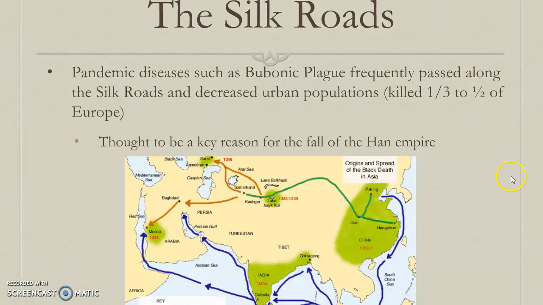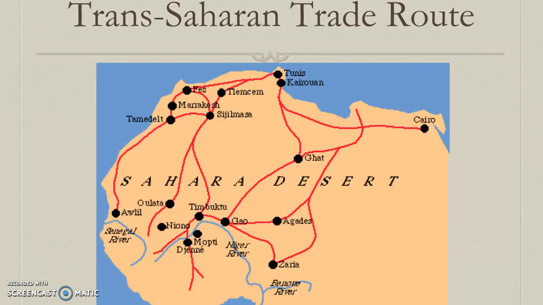I'm not going to go over this too much. You guys know, right, that pandemic diseases spread over the Silk Roads and other trade networks as well, and it killed urban populations, and they say it's a key reason for the fall of the Han Empire. That's the ugly we talked about earlier.